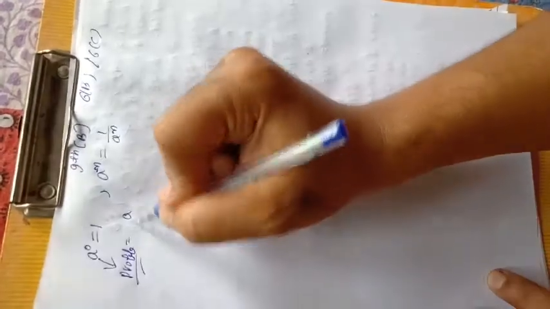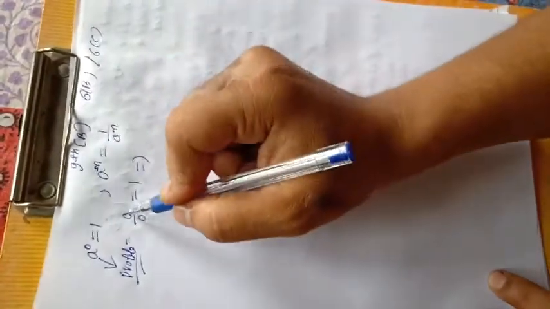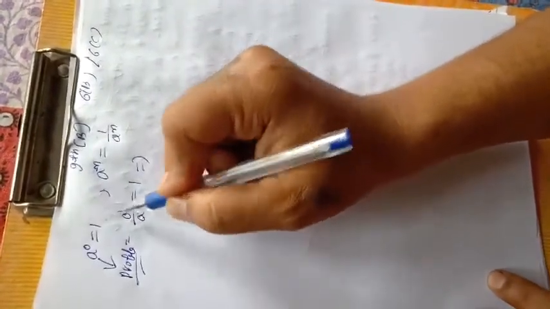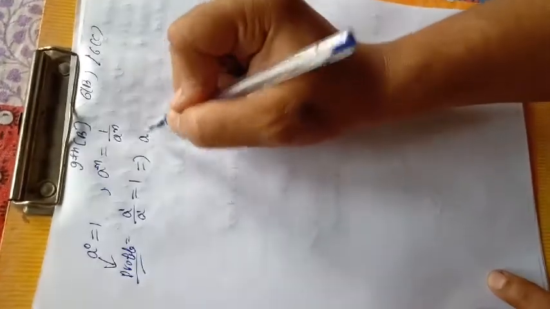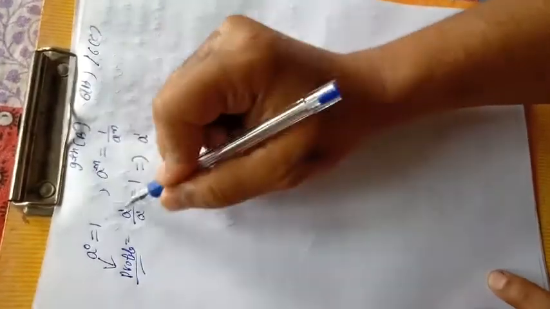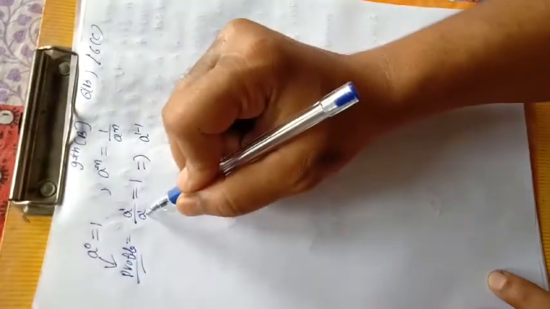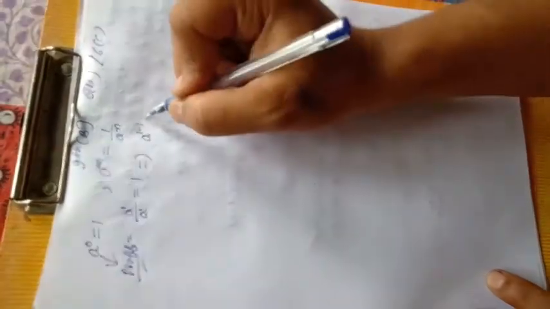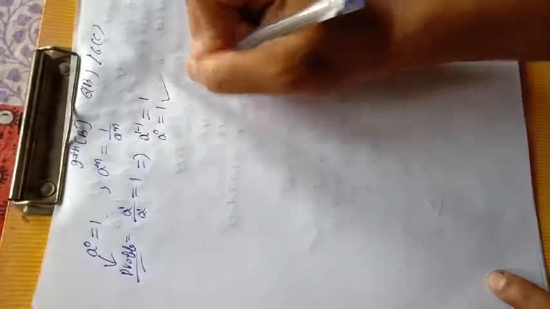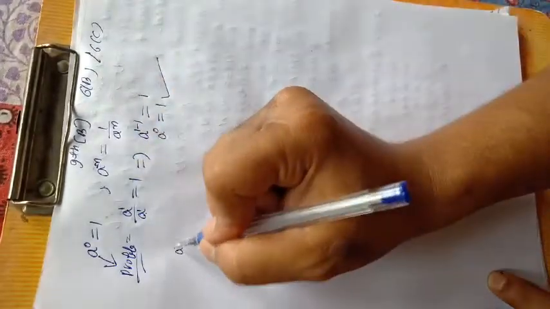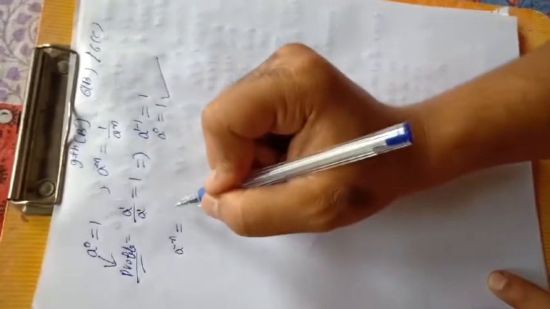You know that a upon a equals 1. The a's cancel out to give 1, and we know that when the base is the same, in a division the powers are subtracted. So the left hand side is a to the power 1 minus 1, because in a division powers are subtracted, equals the right hand side 1. So a to the power 0 equals 1. Okay, and a to the power minus n equals 1 upon a to the power n. We have to prove that.